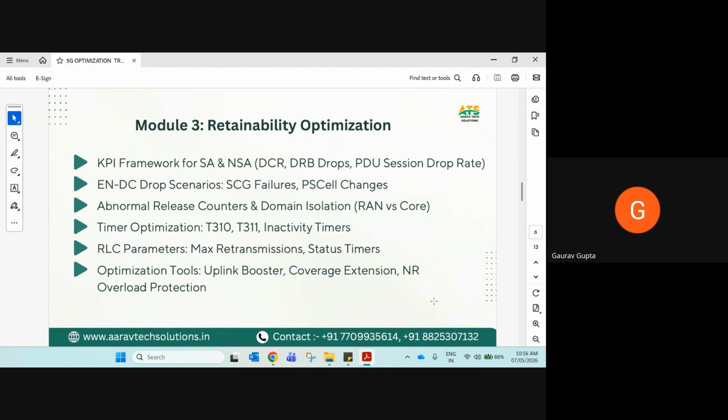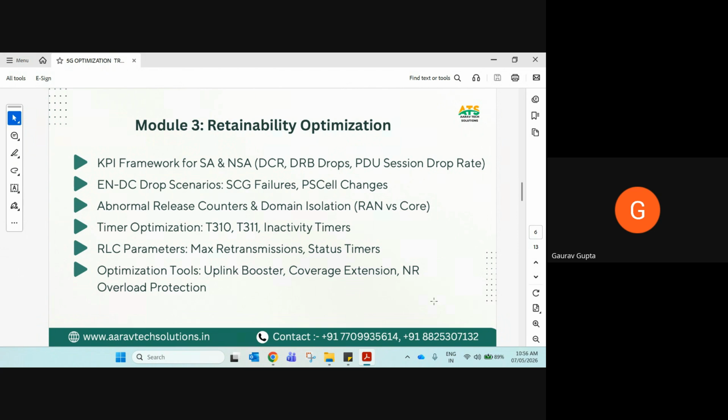Very painful, very interesting, very critical part. Nothing but your drop optimization. So retainability, what does it actually do? Retainability evaluates the service continuity, service continuity without drop rate, without any failures, without involuntary detachments. So those are all retainability optimization.